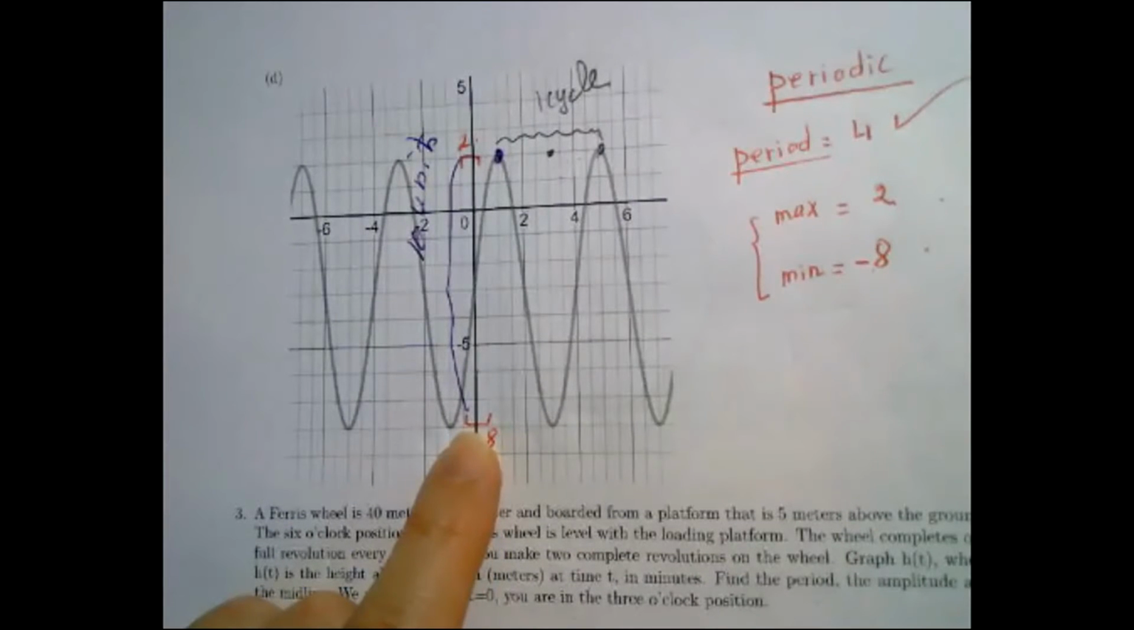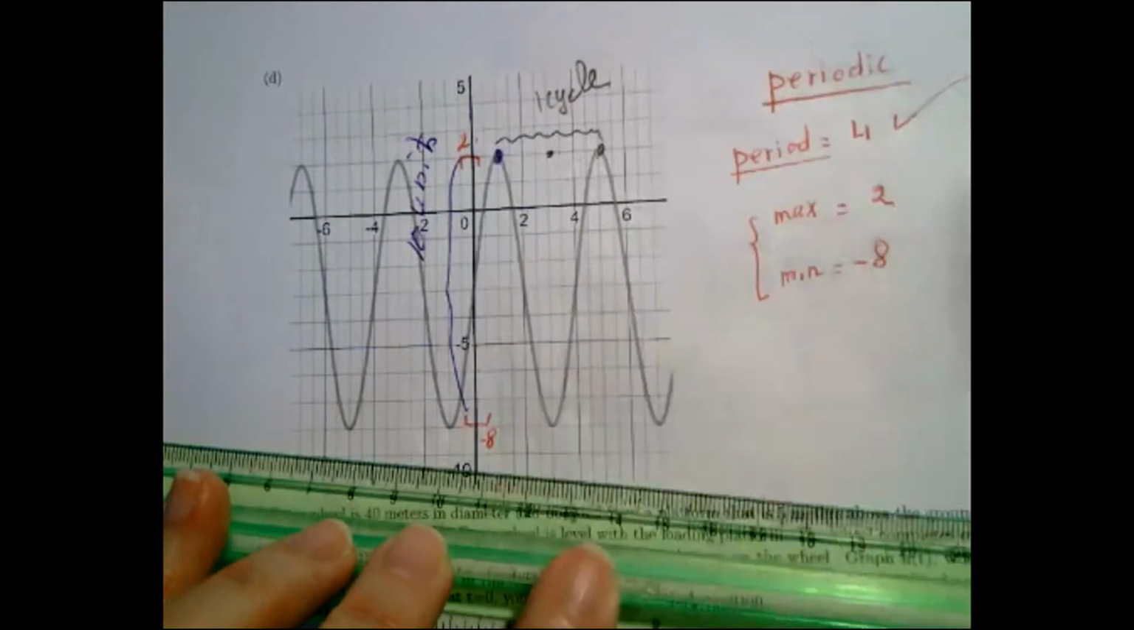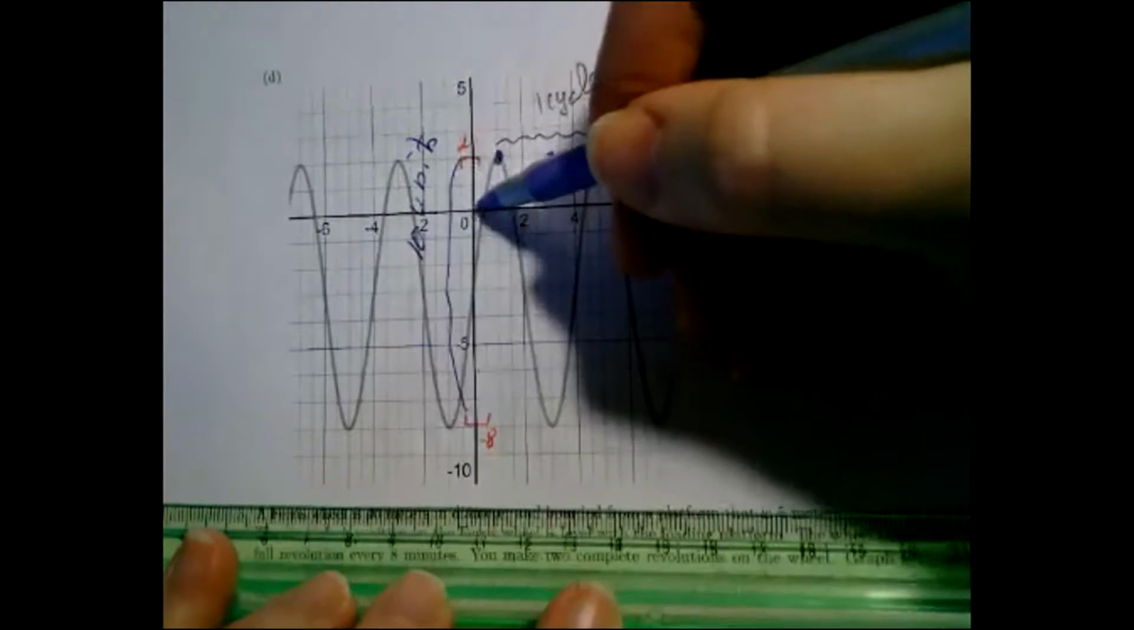So I'm doing it first without the formula, then I apply the formula. 10 units. Half of 10 is 5. So the midline should be 5 units from 2, or 5 units from -8. It doesn't really matter. I have 2 here, so that's where the midline should be.